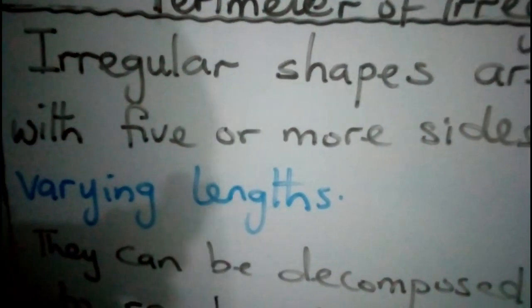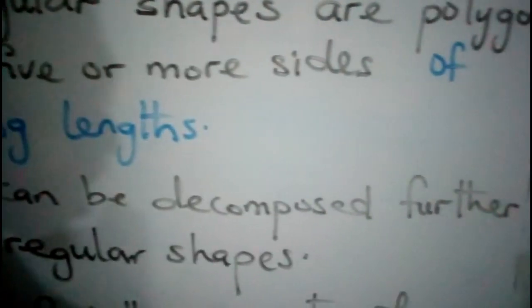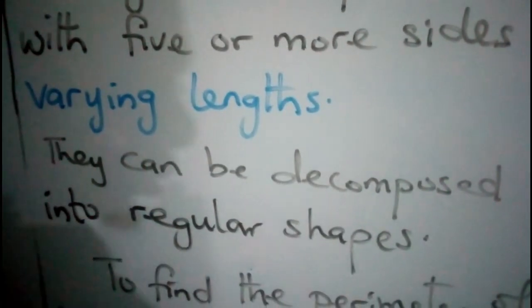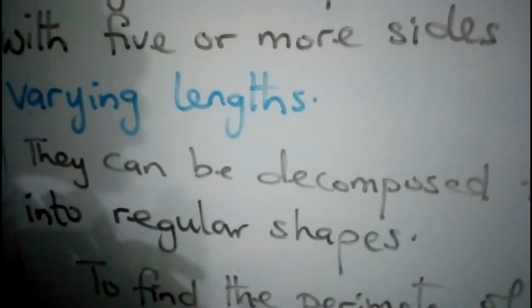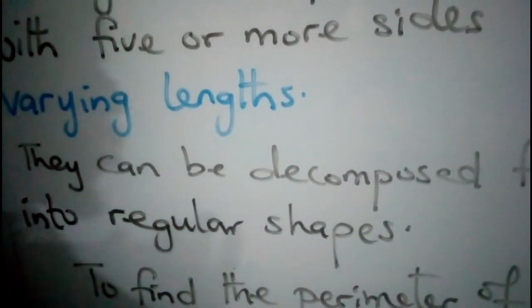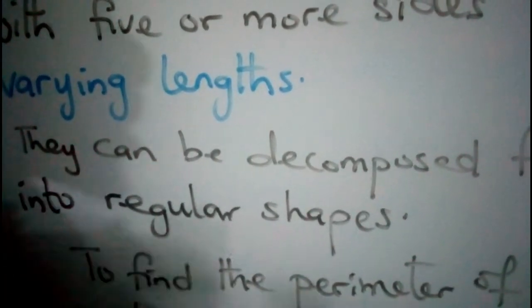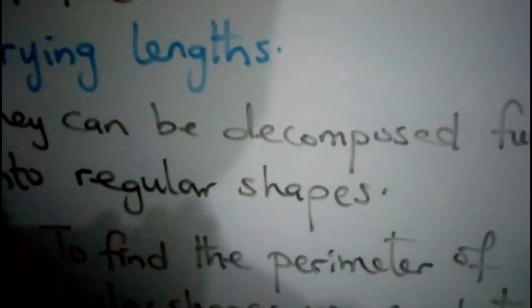Different what? Length. Now, they can be decomposed, that is, they can be broken down further into regular shapes. You can actually break irregular shapes down into regular shapes, such as a triangle, a square, a rectangle, and so on and so forth.